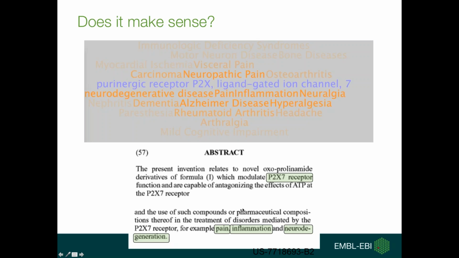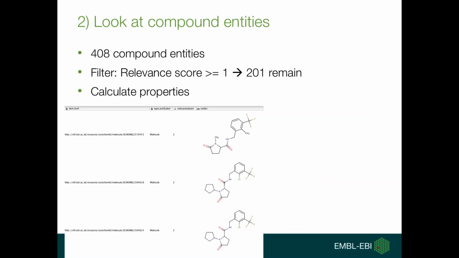And again, if we carry on reading, we'll see that the P2X7 receptor mediates disorders such as pain, inflammation, and neurodegeneration. And again, if you check the tag cloud, you have pain, inflammation, neuralgia, neurodegenerative disease and neuropathic pain, which are all synonyms of inflammation, pain, and neurodegeneration. So you will see that what we read in the patent is very close to what the text mining tells us about this patent. Okay, so let's move on to the compounds from this patent.